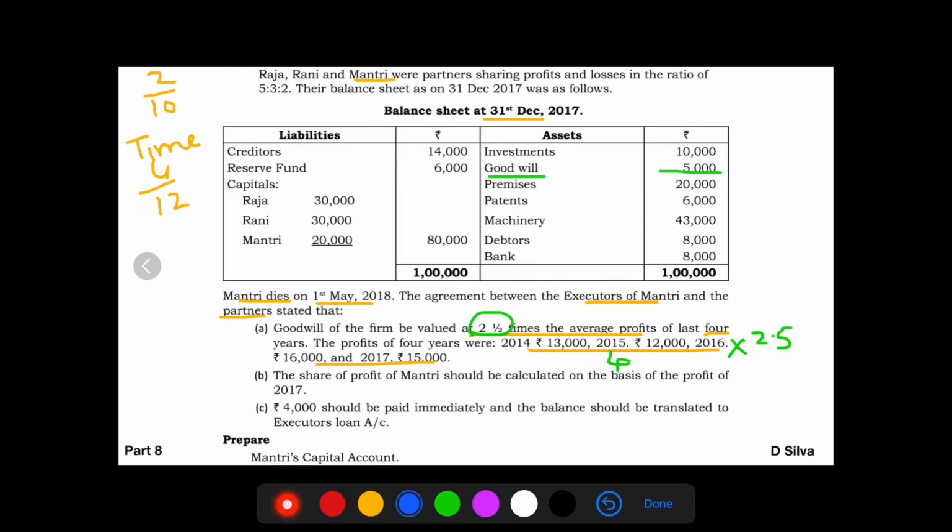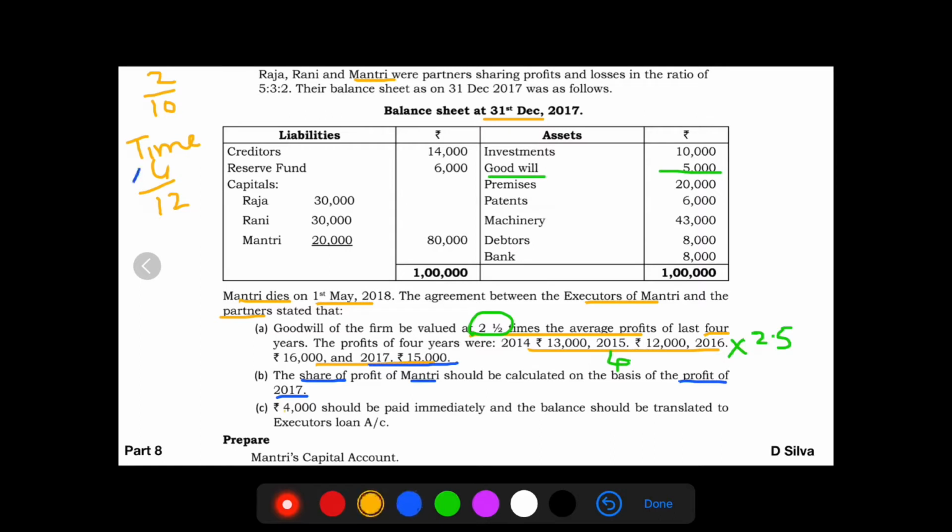The next point, we need to find out what is Mantri's share of accrued profit, which is based on the profit of 2017. So 2017, they had a profit of rupees 15,000. So on this, you need to find out what is Mantri's share up to the date of death, which is nothing but 4 divided by 12.